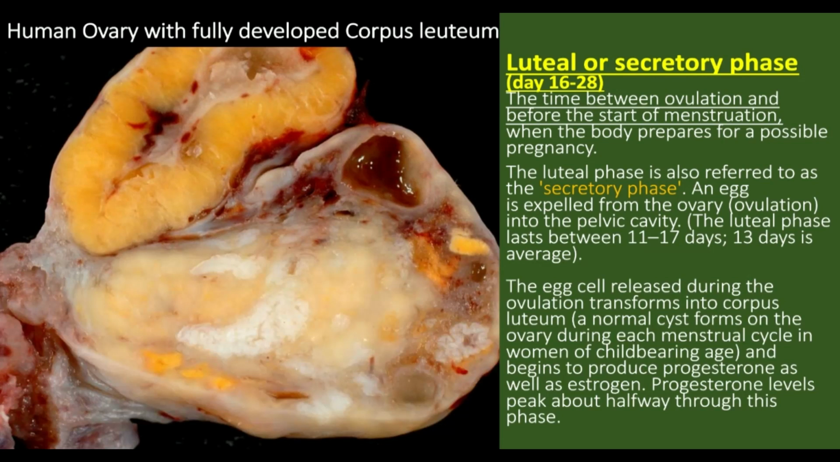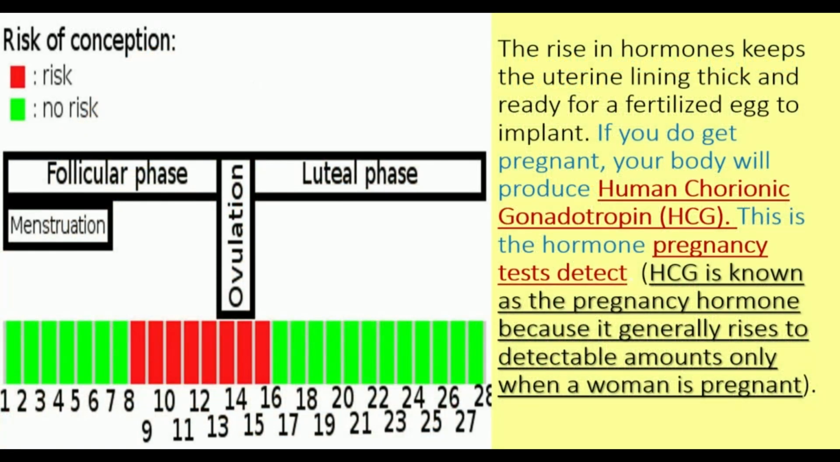An egg is expelled from the ovary into the pelvic cavity. The egg cell released during the ovulation transforms into corpus luteum and begins to produce progesterone as well as estrogen. Progesterone levels peak about halfway through this phase. The rise in hormones keeps the uterine lining thick and ready for a fertilized egg to implant.